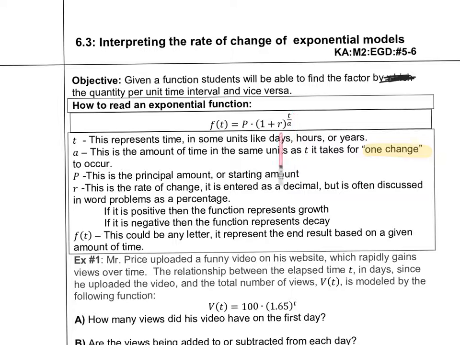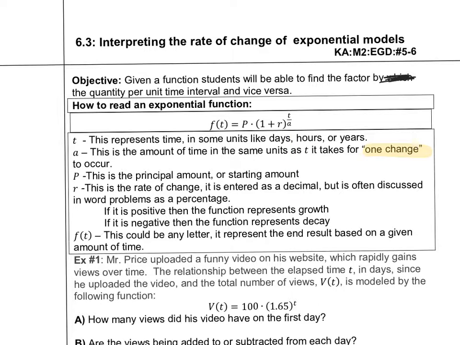T, like we already discussed, is our time interval. A is the amount of time, in the same units as t, it takes for one change to occur. It's kind of counterintuitive because you divide by it. But basically, let's say it took 5 seconds for something to double. That means that A would be 5 and we write t over a.